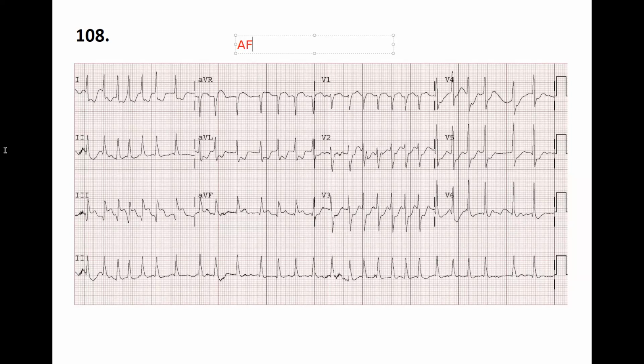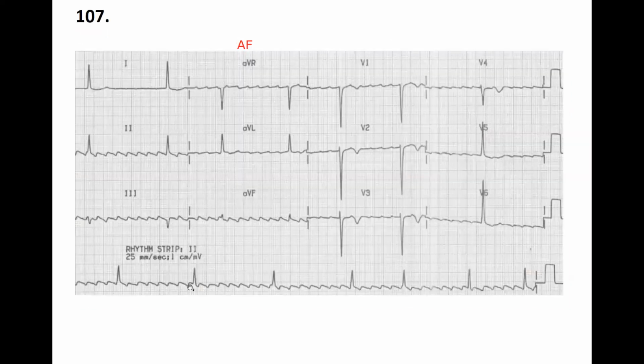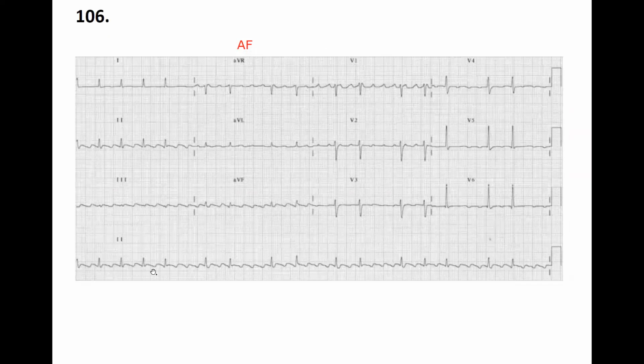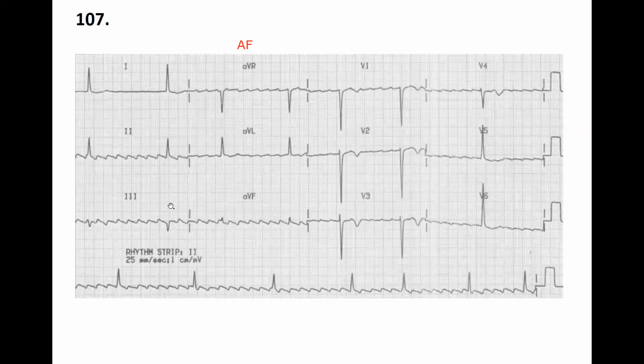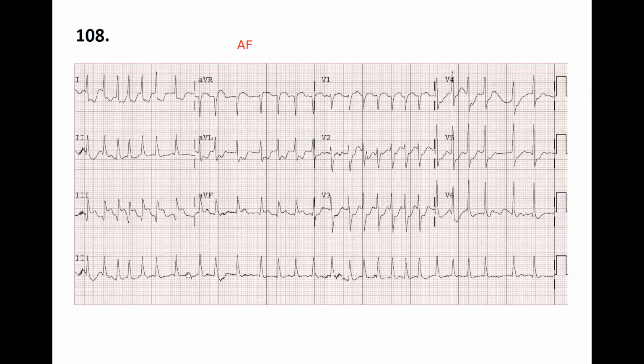If you had flutter, let's go back to this one. That's a flutter wave. See? You can see some saw waves. If you go for a faster one, you still see this kind of flutter waves. But when you do have fibrillation, there is no P wave. You don't see a clear P wave.